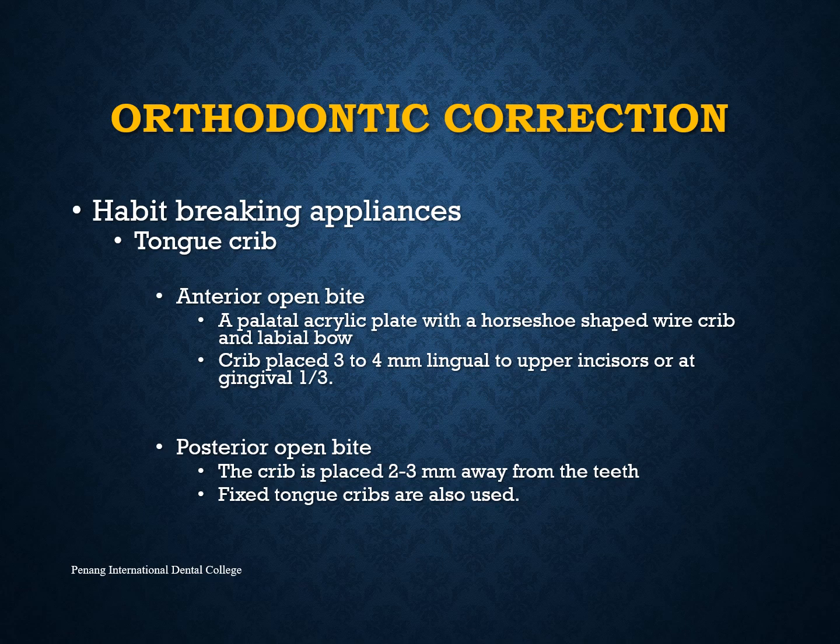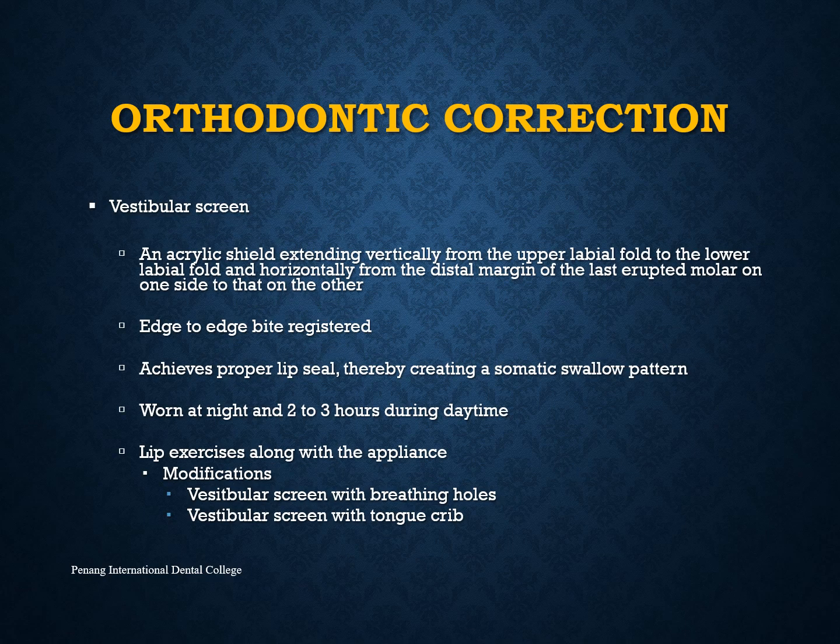The most important thing is the crib should be placed 3 to 4 mm lingual to your upper anteriors. Right? It should be behind your upper anteriors by 3 to 4 mm. Now, for a posterior open bite, the crib is placed 2 to 3 mm away from the teeth. In some cases, fixed cribs are also used.